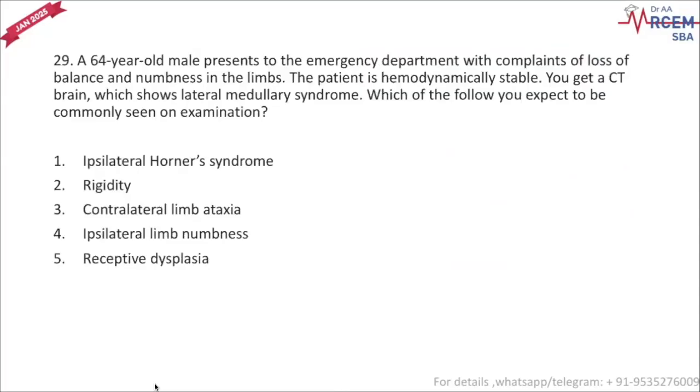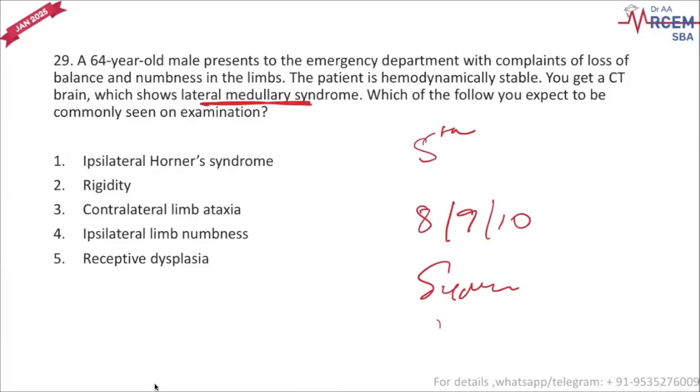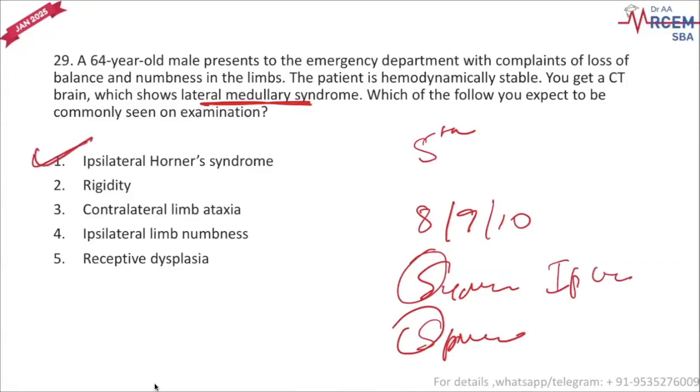A 64 years old male presents to the ED with complaints of loss of balance and numbness in the limbs. The patient is stable. You get a CT brain, which shows lateral medullary syndrome. Which one of the following do you expect to be commonly seen on examination? So lateral medullary syndrome, what all is involved? Fifth cranial nerve is involved. After the fifth, the eighth, ninth, and 10th cranial nerves are involved. Sympathetic chain is involved. Spinothalamic tract is involved. So S and S. Sympathetic chain involvement will cause ipsilateral Horner syndrome. So ipsilateral Horner syndrome is given here.